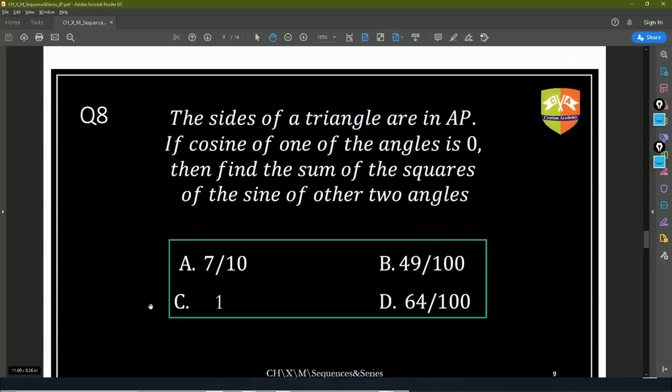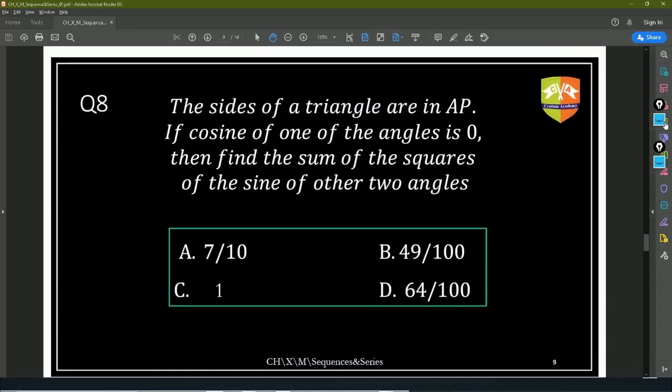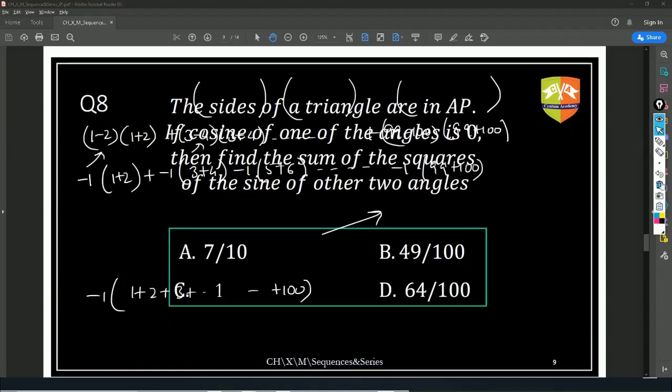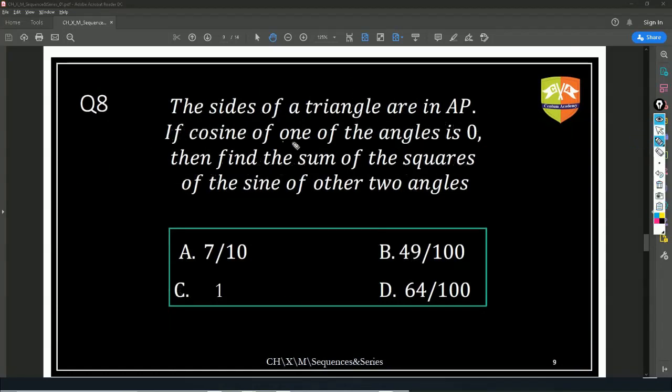Right? So what does this mean? If I remove this, what does this mean? One of the angles is 90 degrees, meaning cosine of one angle is 0. Yes, 3, 4, 5, you can use that, Monish, correct? So that means it's a right angle triangle. And sides are in AP. So what? 3, 4, 5. Right, you can do that.